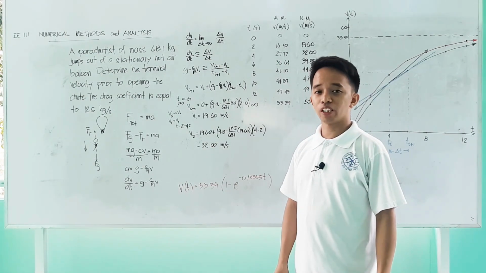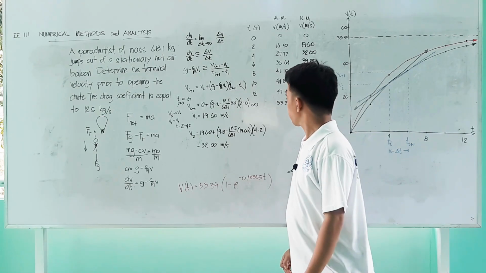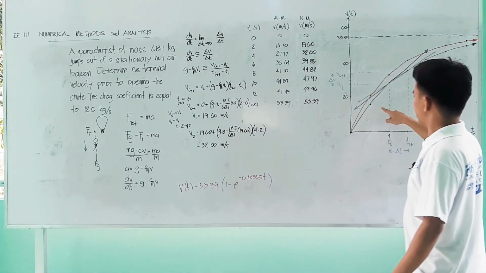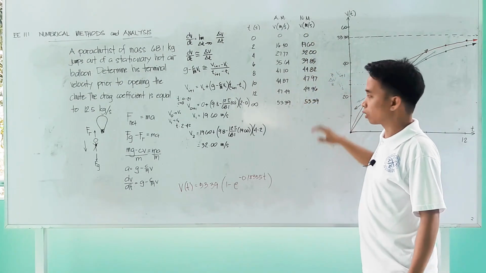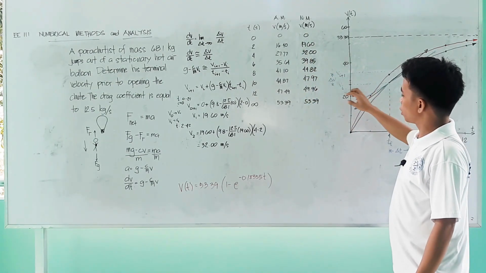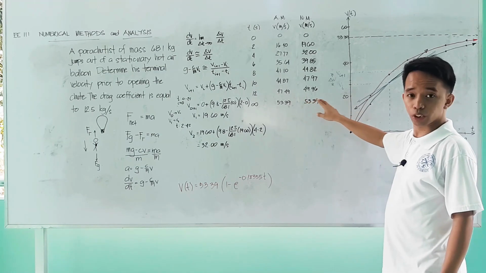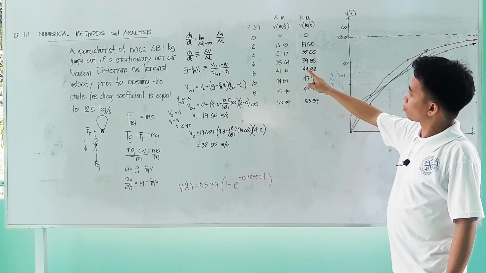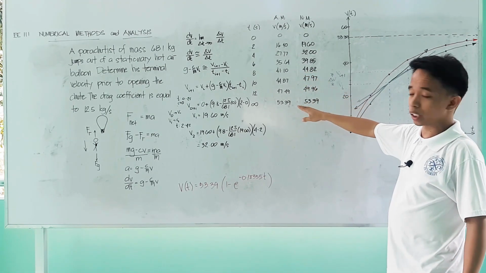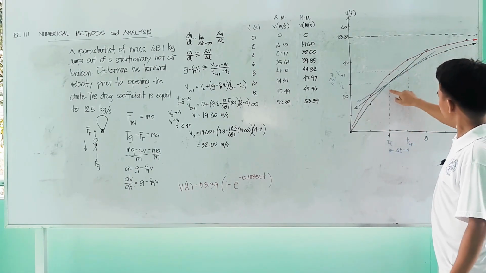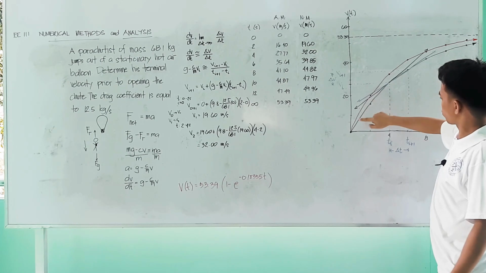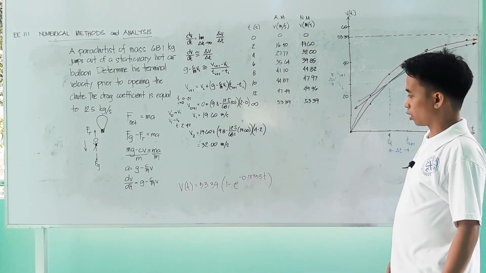Now there's one thing that I forgot to mention. As you can observe in the graph, or even in the tabulated values, there's quite a big difference between the values of our analytical method and our numerical method. And you can also see it here, the graph of our velocity.